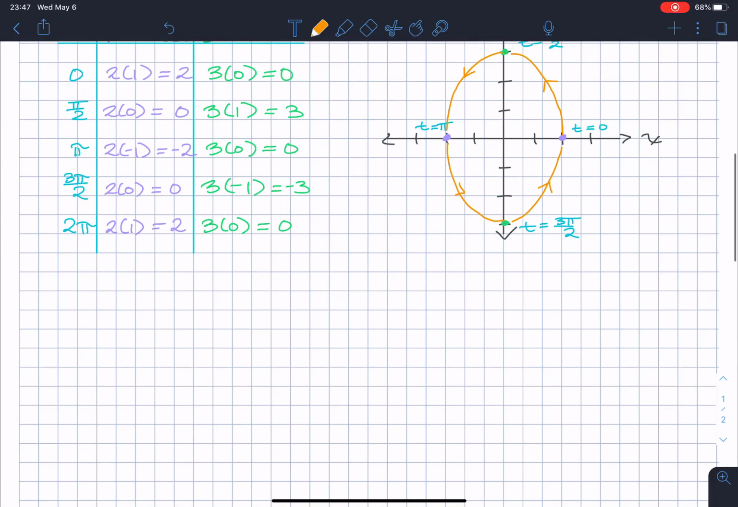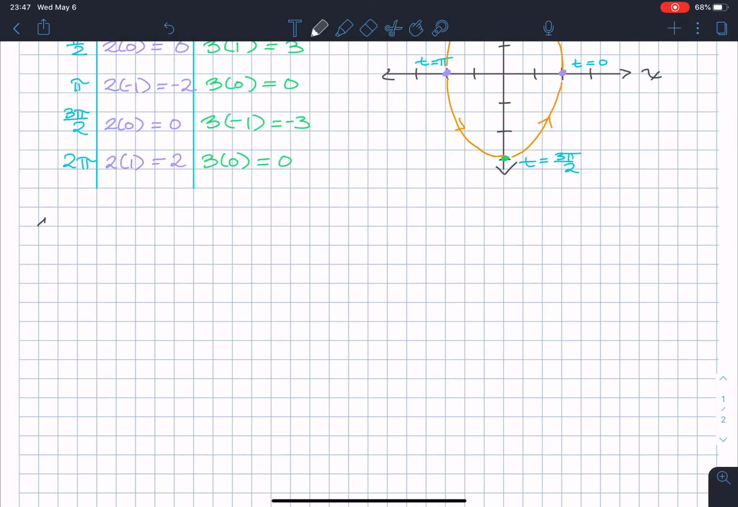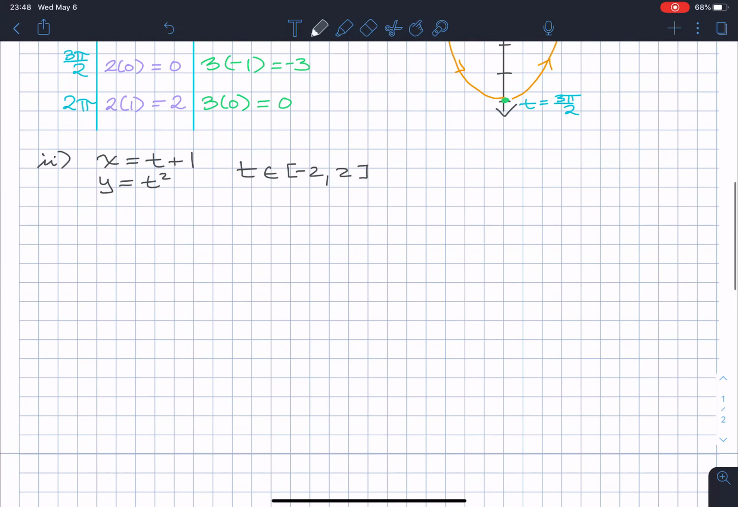Okay, so let's do another one. Number 2. Let's say I give you that x is t plus 1 and y is t squared. Let's have t be between negative 2 and 2. So once again, I'm going to do a t, x, y chart.